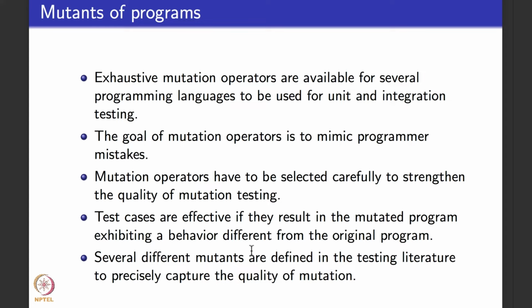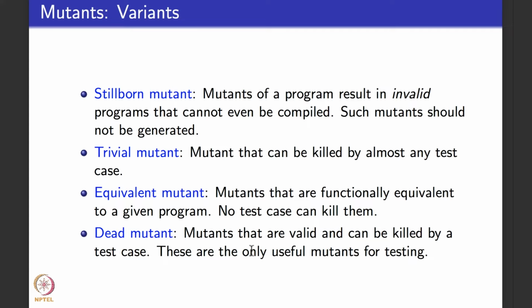And as I told you, testing literature is studded with different mutation operators and testing for mutation operators. There are several variants of mutants that one can define. In fact, these terms might be hilarious, but that's how they've lingered on in the mutation testing community. So you say a mutant is stillborn if the mutants of a program result in invalid programs that cannot even be compiled. As I told you, when I mutate a program, I need the mutated program to be syntactically valid, because I need to be able to execute my test case on that. But suppose I mutate in such a way that I get a program that is syntactically invalid and cannot even be compiled, then that is what is called a stillborn mutant. We don't really need such mutants. They are not useful for testing.